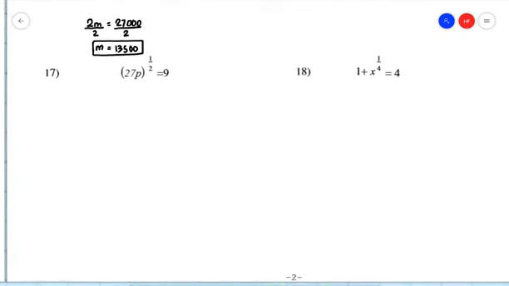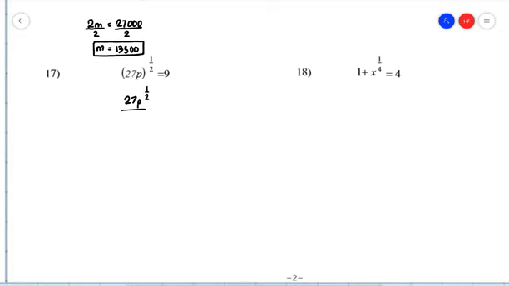So then on number 17, the last one, we see that it is in parentheses. So if this were 27p raised to the 1/2, our first step would be divide by 27. But since 27 is in that parentheses, what we're going to do is raise everything to the opposite power. So we're going to take the reciprocal. And I just did it in red because it was very close together. So we end up with 27p is equal to 81. And 27, we've got to divide it out so we can get p by itself. And that gives me that p is equal to 3.